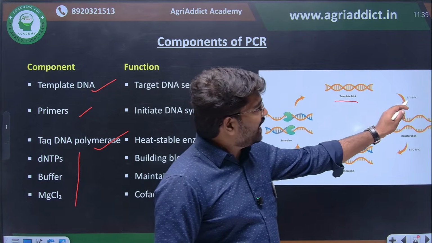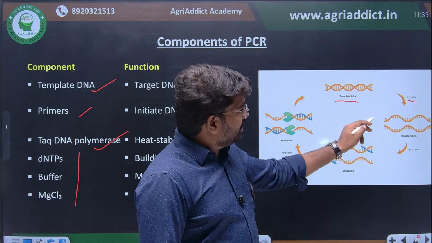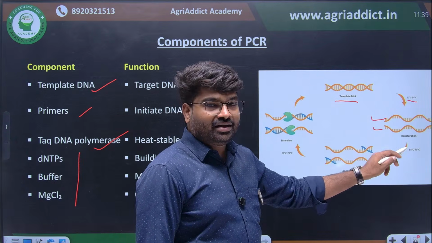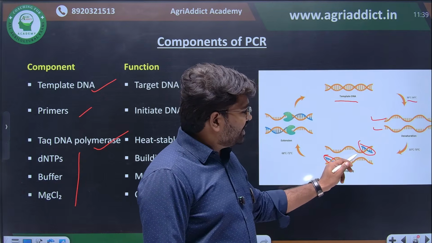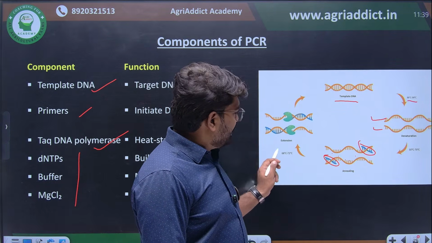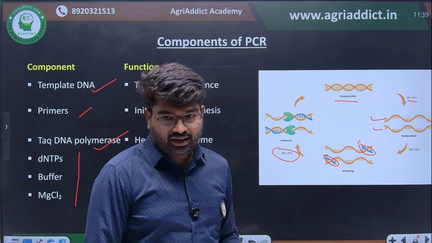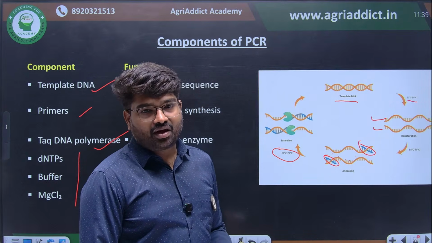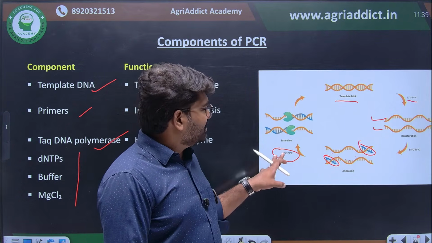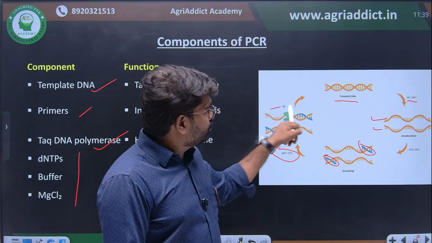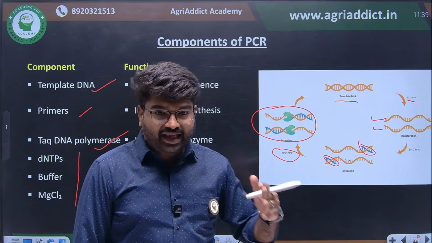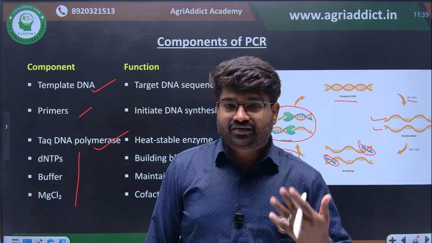If we keep it at 90 to 98 degrees Celsius, it will convert into single-stranded molecules. Then our primer will bind here. After that, extension will happen. Extension temperature is most important: 72 degrees Celsius is the optimum temperature for extension. So a single molecule has been converted into two molecules. Like that, exponential multiplication will happen.